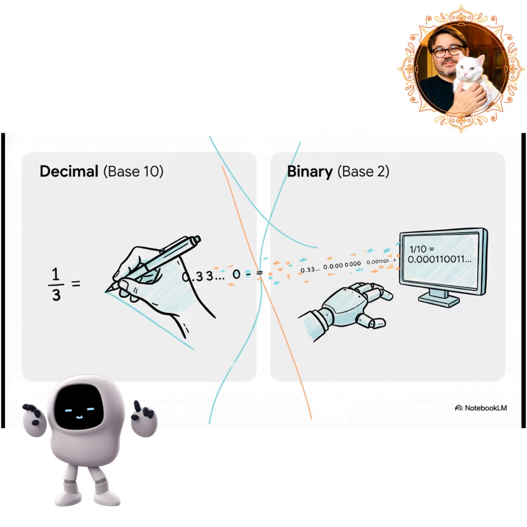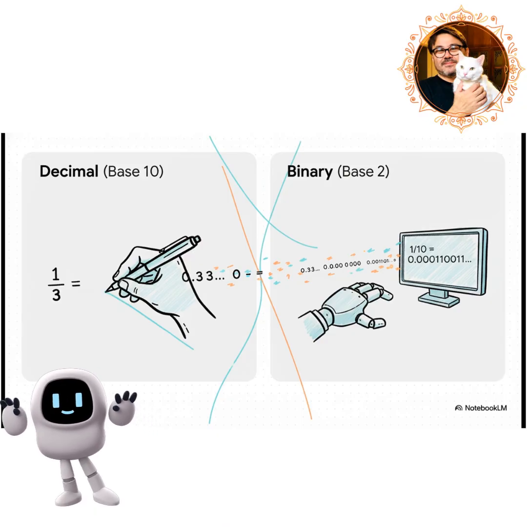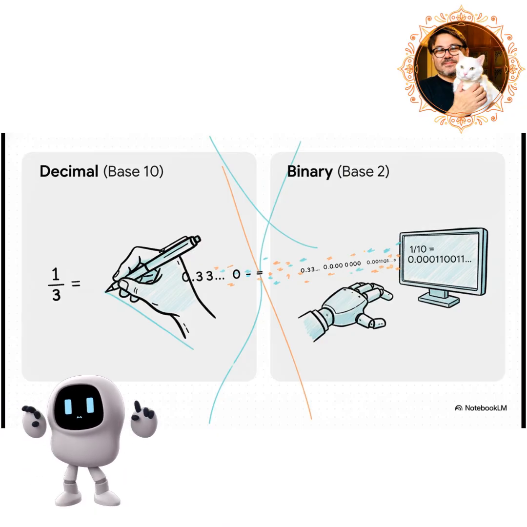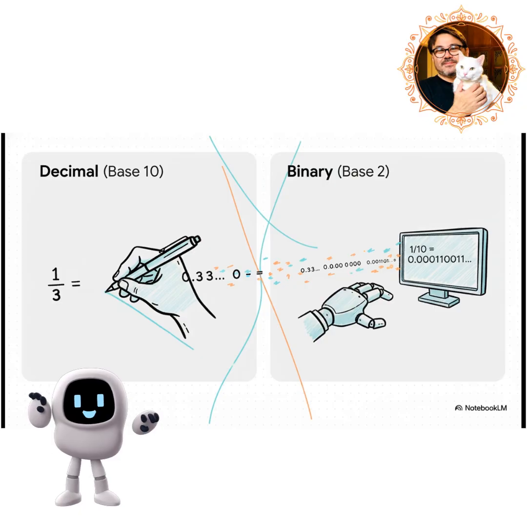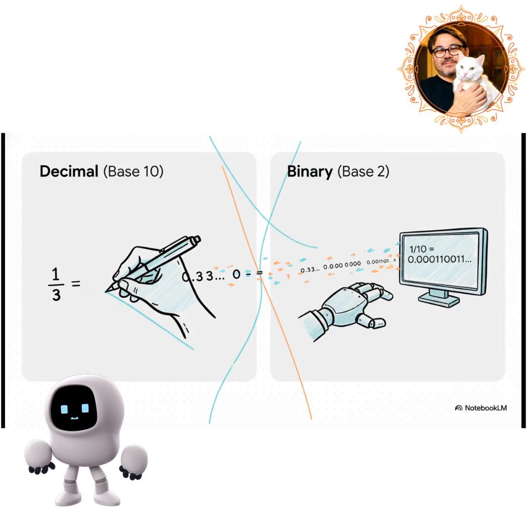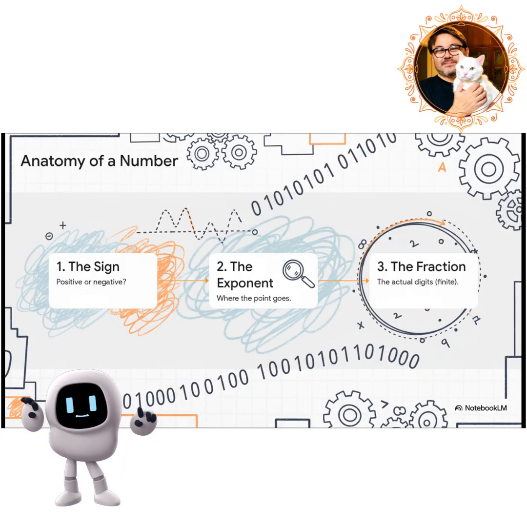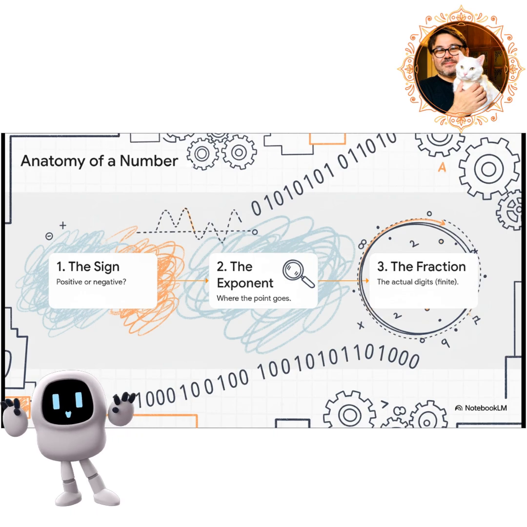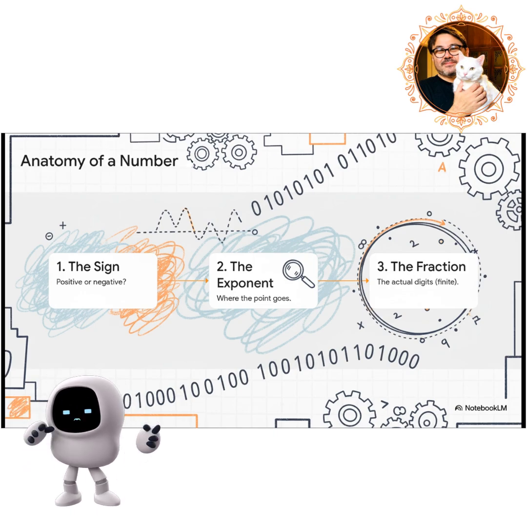Well, look at the right side. That's the computer's world, binary, base 2. It only has 2 digits to work with, 0 and 1. And in its world, a number that seems super simple to us, like 1/10 or 0.1, is an infinitely repeating fraction. It's that 0011 pattern, repeating over and over forever. So how in the world does a computer store a number that goes on forever? It breaks it into these 3 parts.